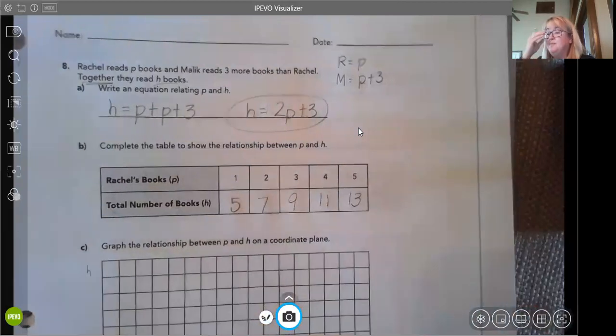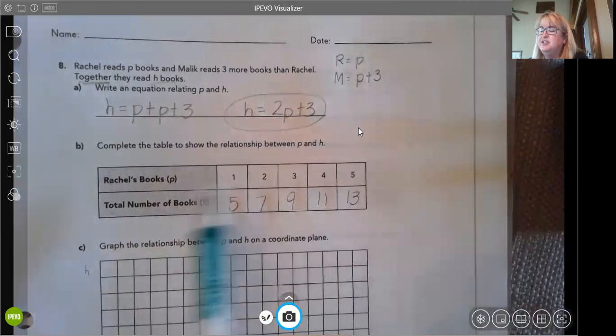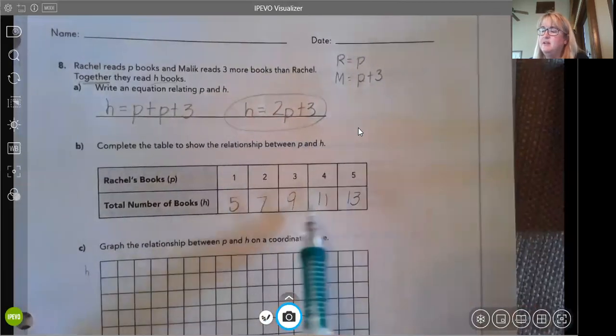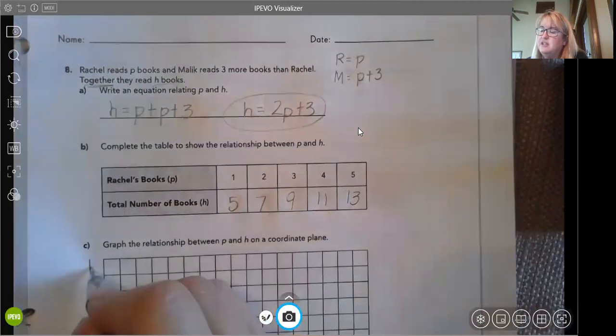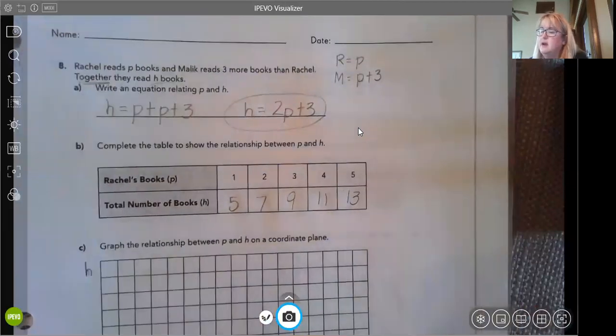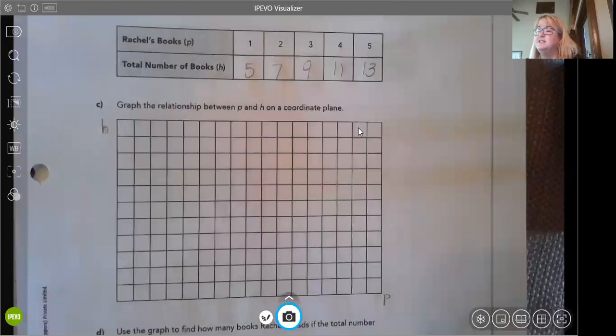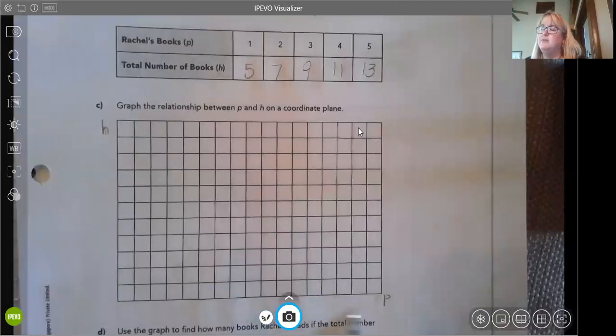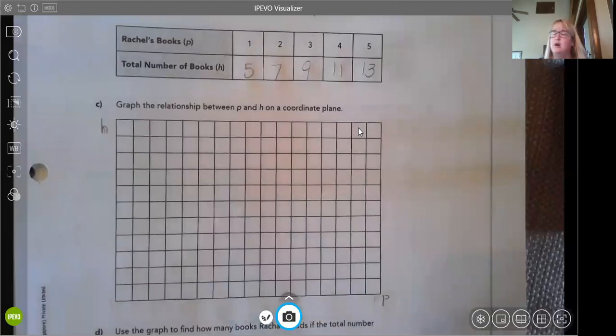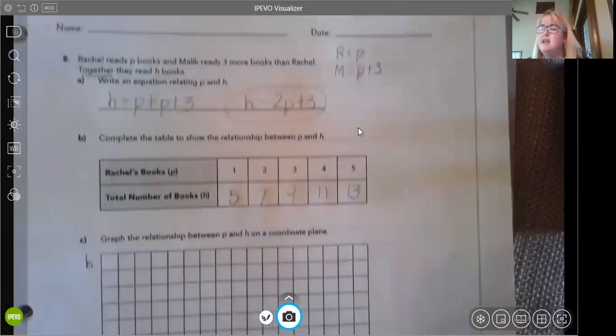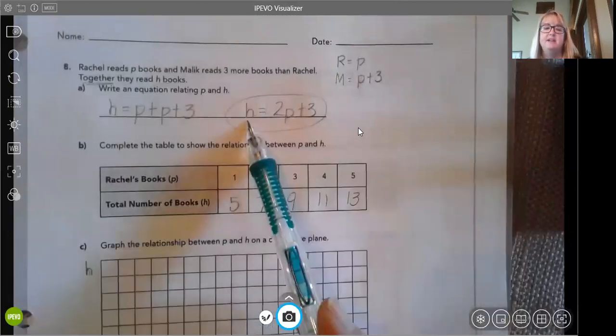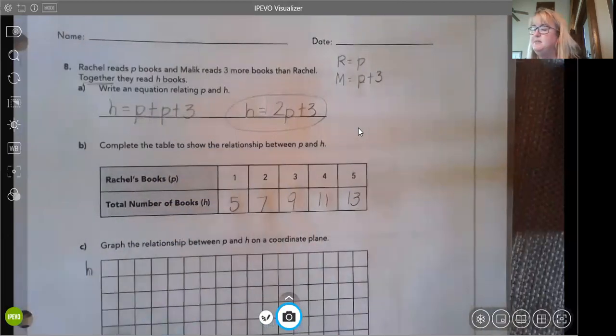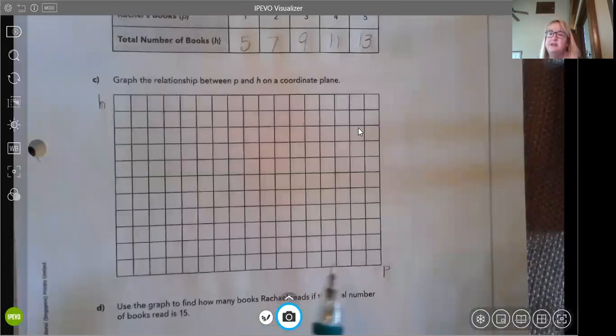All right, again, Rachel's books, this is your independent variable, this is your dependent. So we are going to make this H and this P. So this top one always gets graphed here, the bottom one always gets graphed here, as long as our table is written correctly. And if you will notice, H is dependent. Dependent is on this side. P is independent. P is down here. I don't expect you to quite understand that, but I'm just throwing that out there.